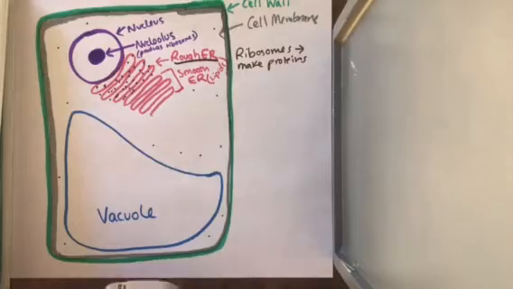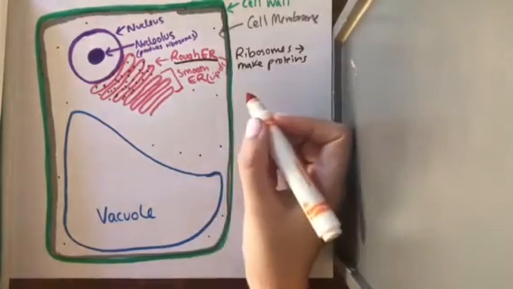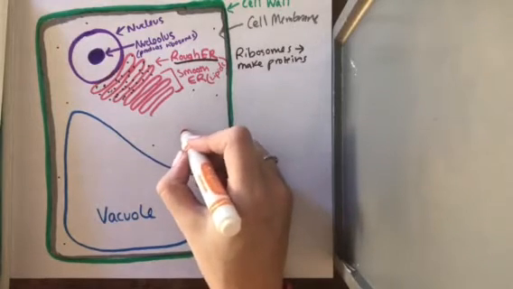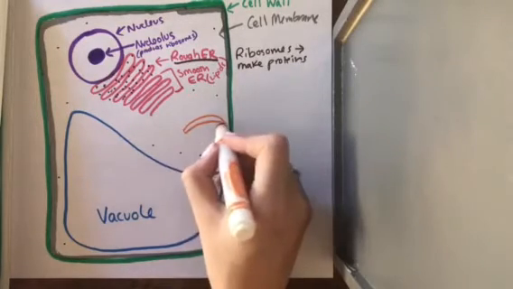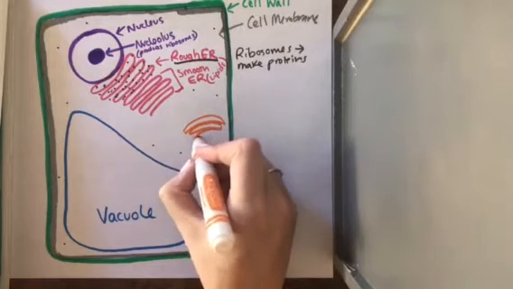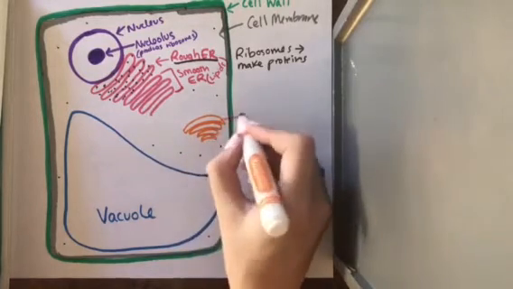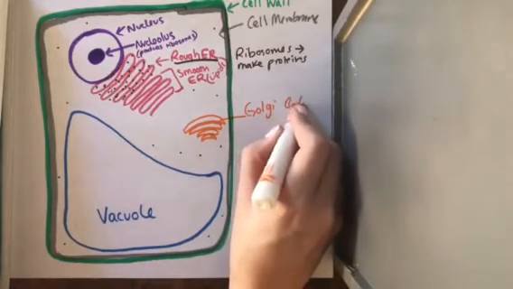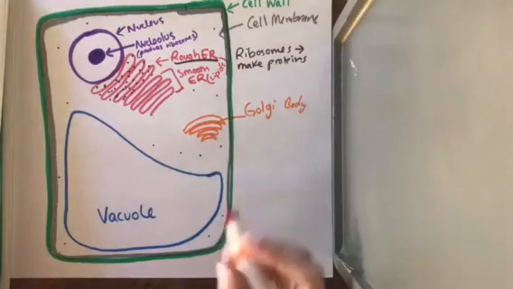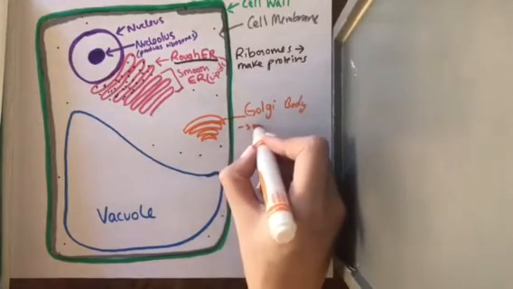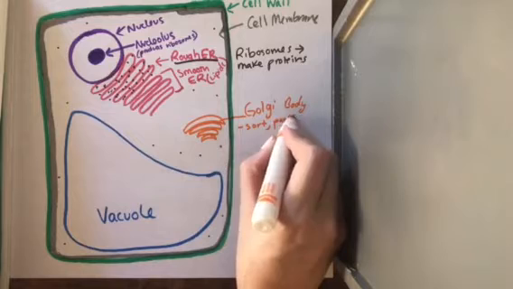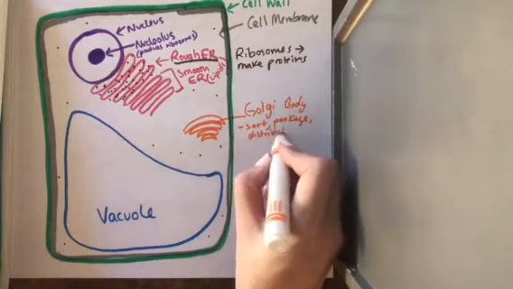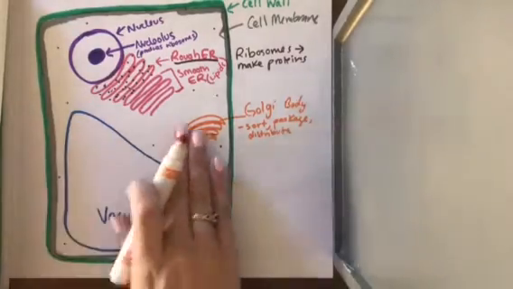All right. Something else you may see in the cell is the Golgi body. And so the Golgi body, it really looks like a stack of floppy pancakes. All right, this is the Golgi. You may see it as Golgi apparatus. It's the same thing. This is going to sort, package, and distribute materials within the cell or out of the cell.